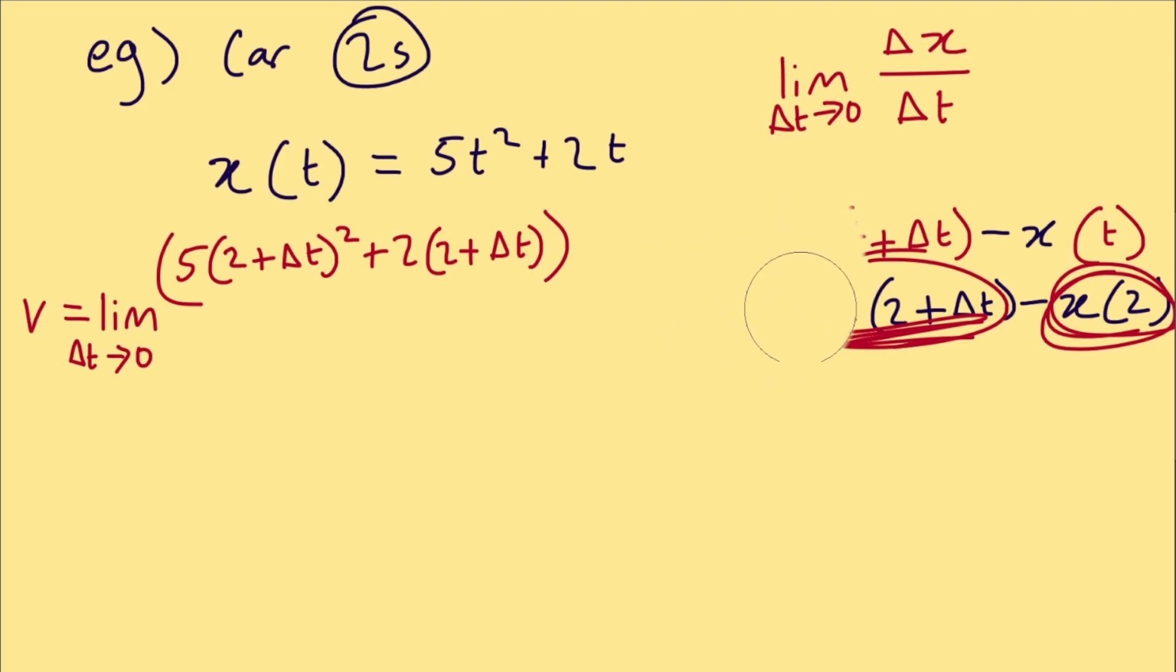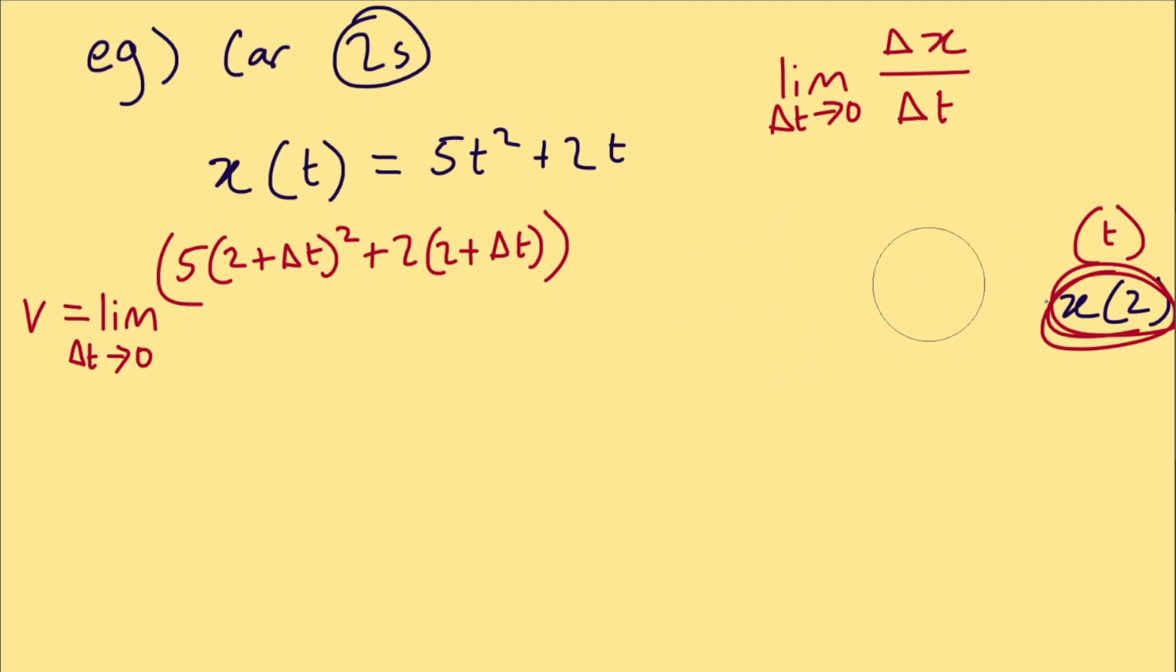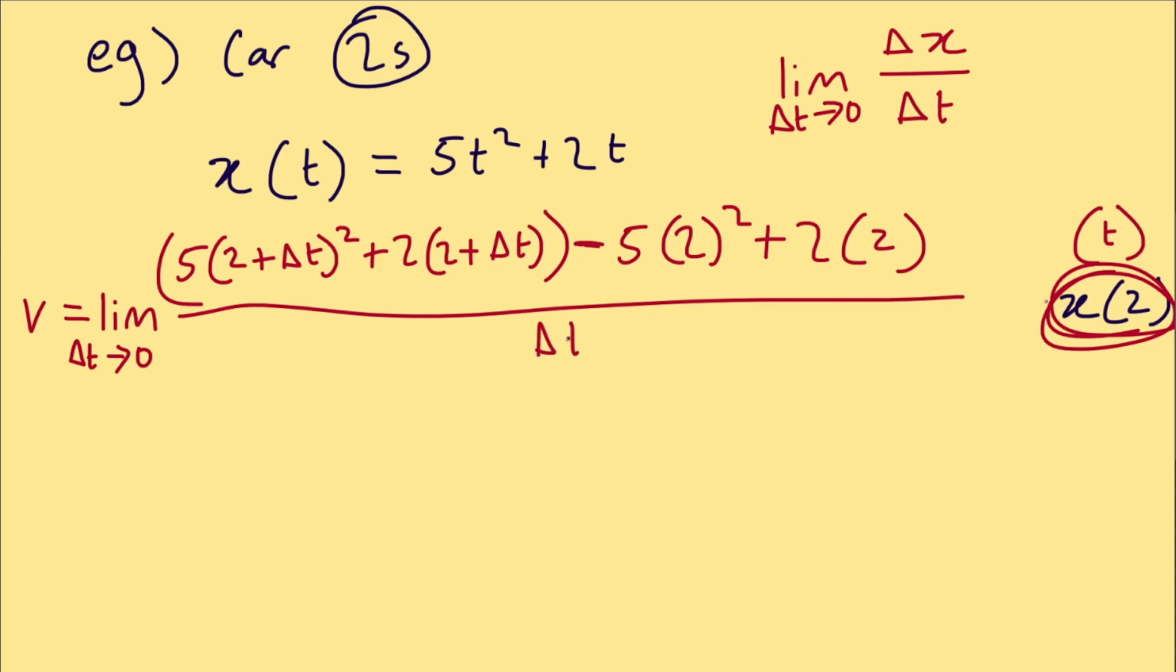Now we have to plug it into this part. So I'm going to rub some stuff out, make some space. Remember, it's minus, and then 5 times 2 squared plus 2 times 2. And all of it is divided by delta t from up here in the definition. Now when you go ahead and expand all the brackets, solve all your things, cancel stuff out, the answer comes out to be 22 meters per second.